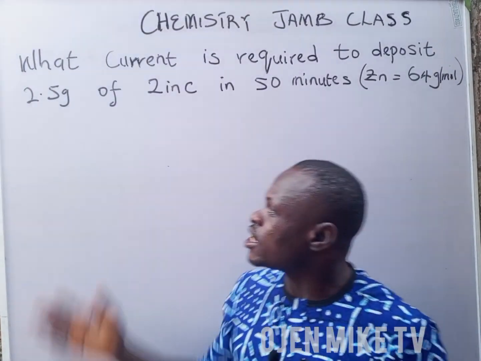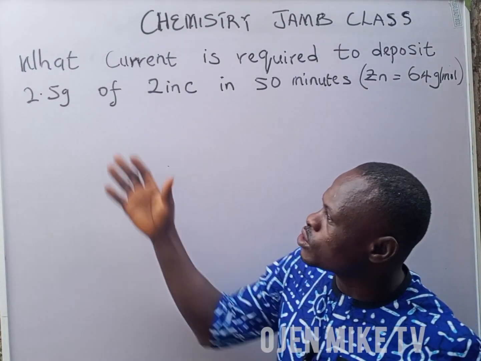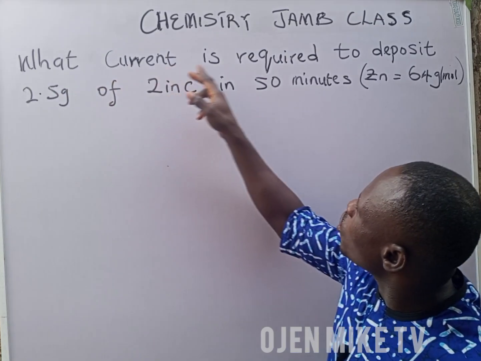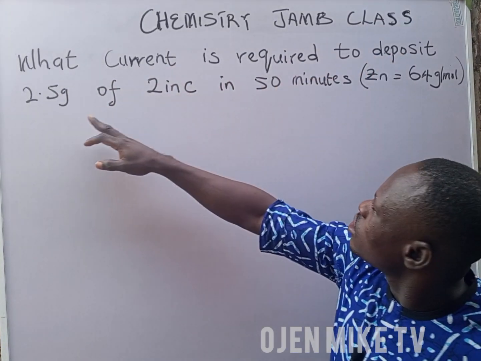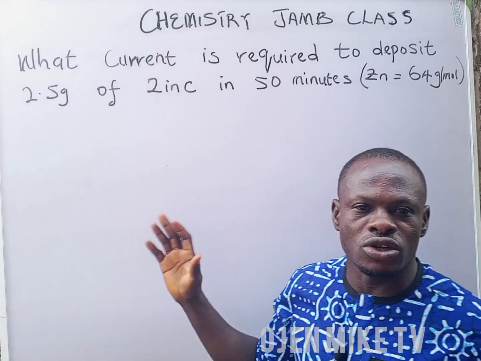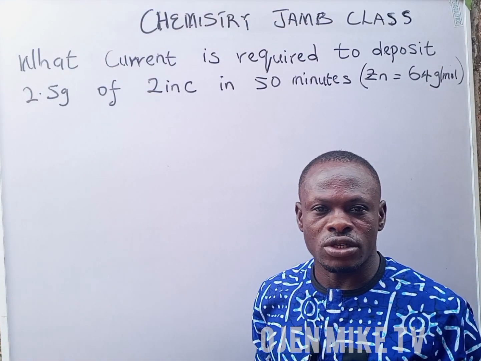Let's briefly take a look at this question. If you see any question like this that involves calculating the current required to deposit grams of zinc in 15 minutes, this question is simply coming from electrolysis.